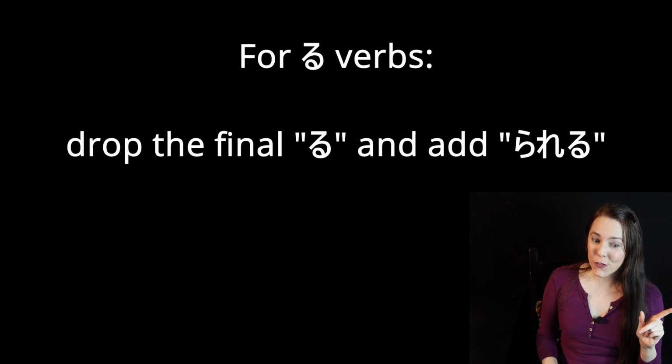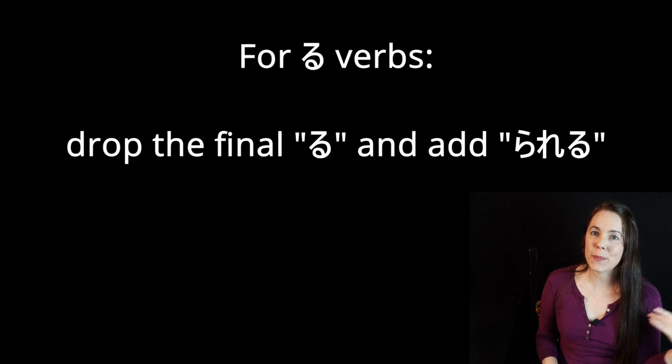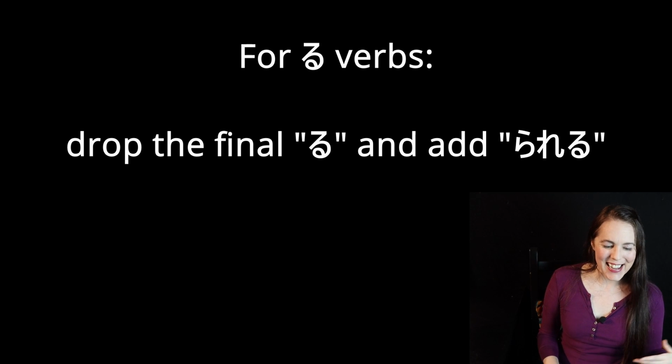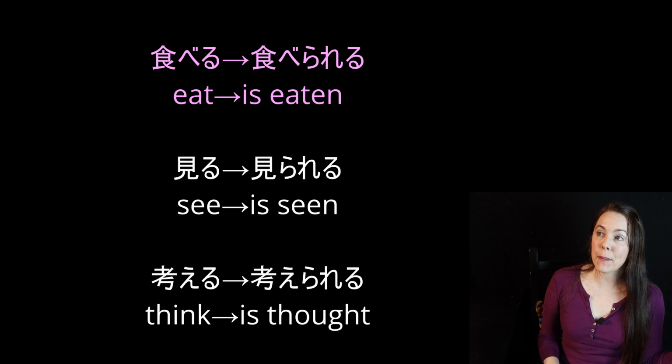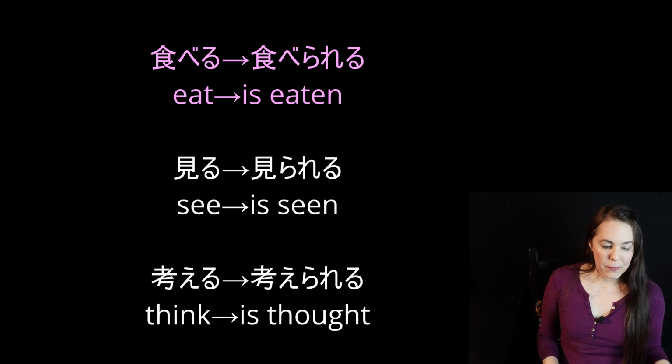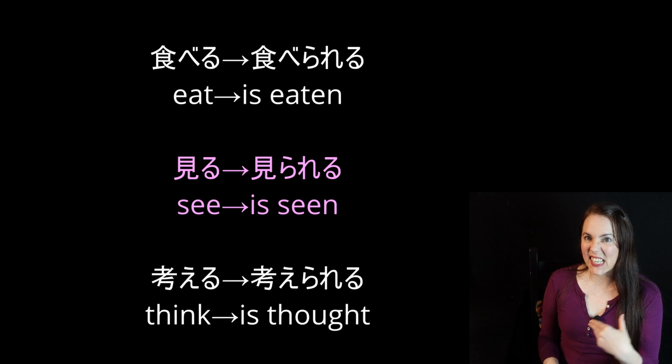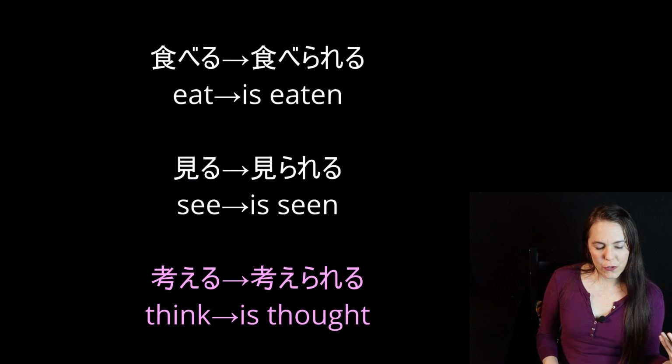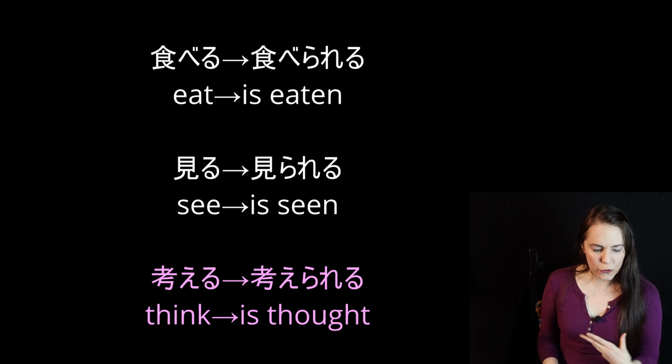This is the fun part. All right, so for ru verbs, you drop the final ru and you add rareru. So they become tongue twisters as well. So taberu becomes taberareru. So "to eat" becomes "is eaten." Miru becomes mirareru, so "to see" becomes "is seen." Kangaeru, to think, becomes kangaerareru, so "to think" becomes "is thought."